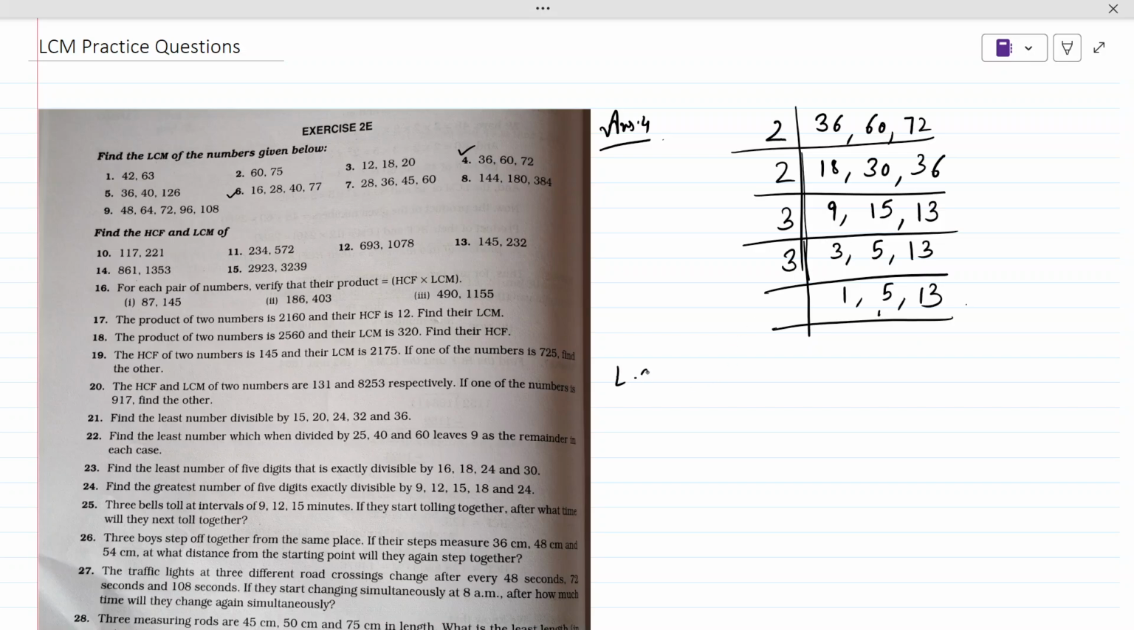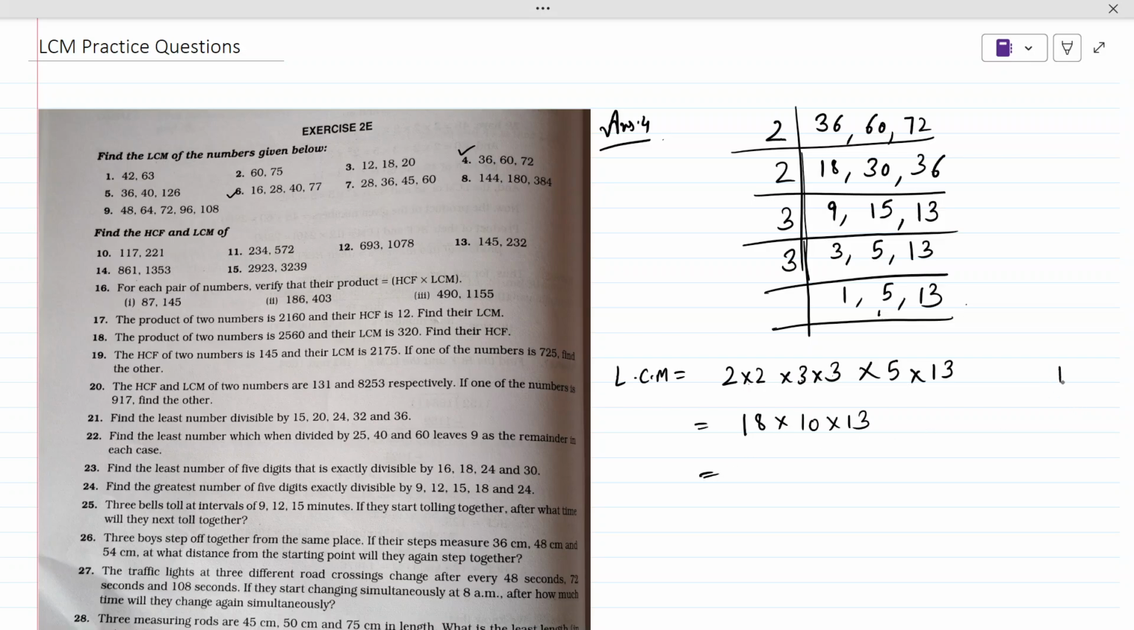So what will be our LCM? The product of all these: 2 into 2 into 3 into 3 and the remainders, 5 into 13. Okay, so let us multiply all these. We'll have 3 into 3 is 9, 9 into 2 is 18, 5 into 2 is 10 and then 13.